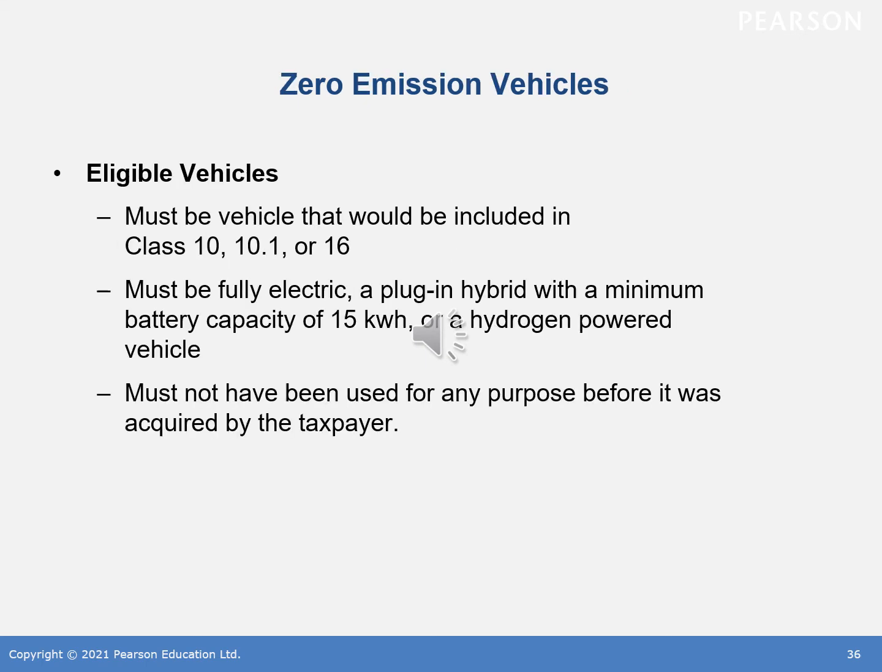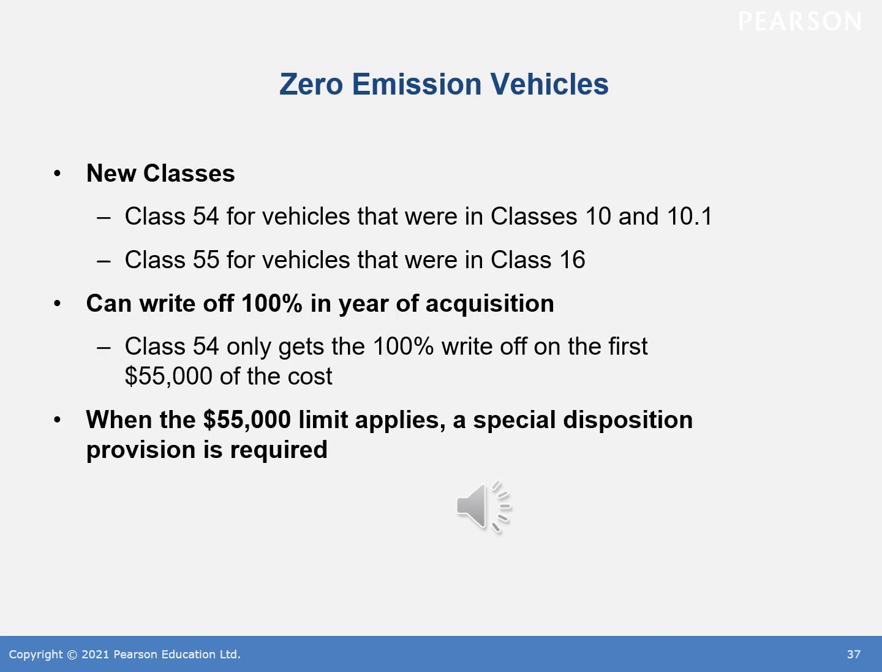I'm moving on to zero emission vehicles. In order to be an eligible vehicle, it must have been a vehicle that would have normally been included in class 10, 10.1, or 16. It must be fully electric or one of the other parameters where it's considered nearly fully electric. And it must not have been used for any other purpose before it was acquired by the taxpayer. Alright, when we're talking about these zero emission vehicles, there are class 54 and 55. We can write off 100% in the year of acquisition. Class 54 only gets the 100% on the first $55,000 though.